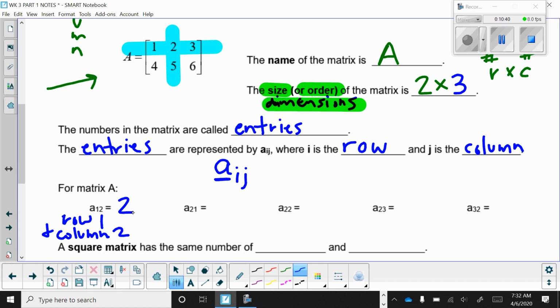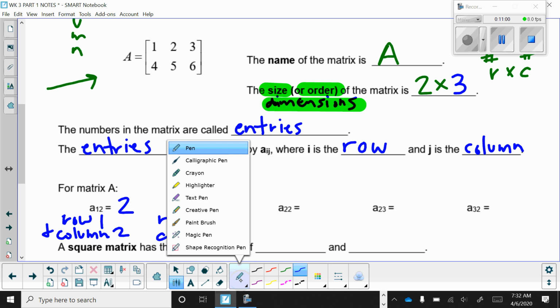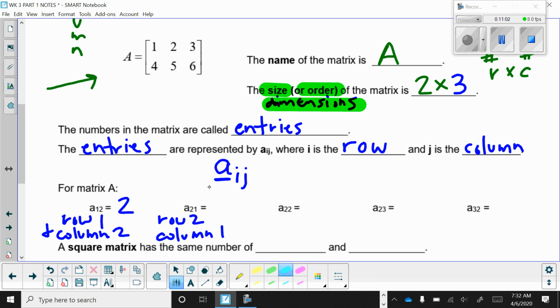Now let's talk about the second question. A21, remember it's not A sub 21, it's A sub 2 and 1. That means row 2, column 1. So let's look at that. Row 2 is here. Column 1 is here. What number is at the intersection of those two lines? 4.